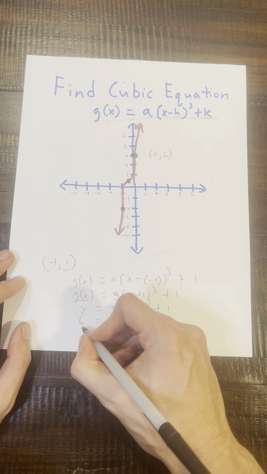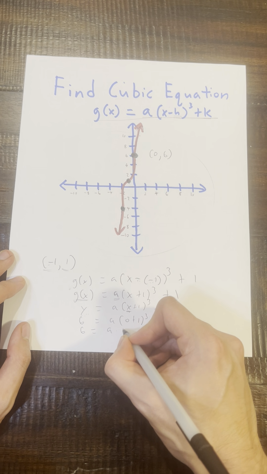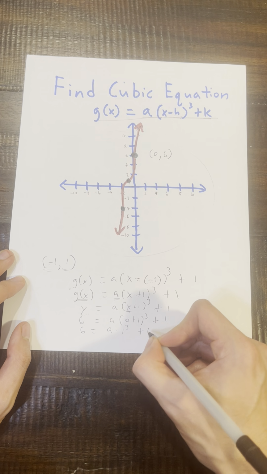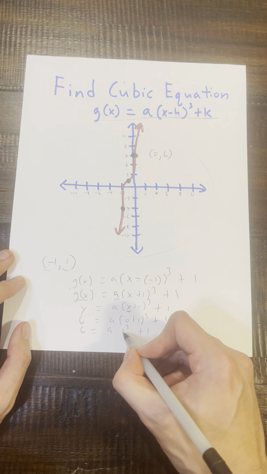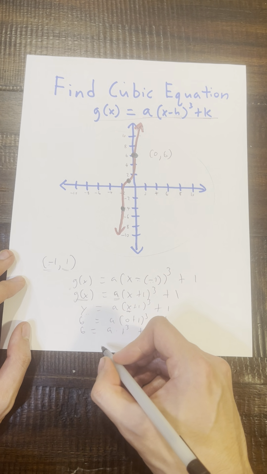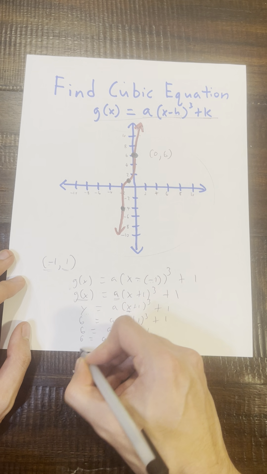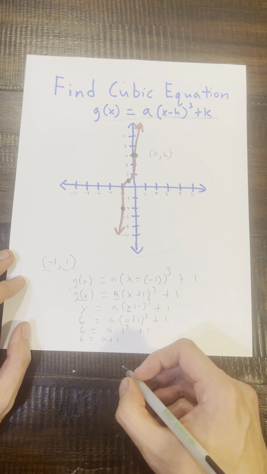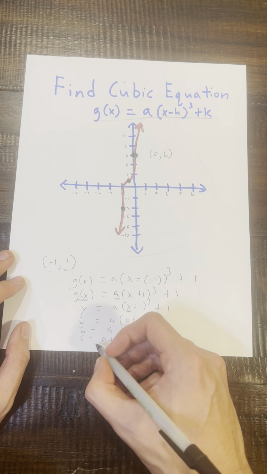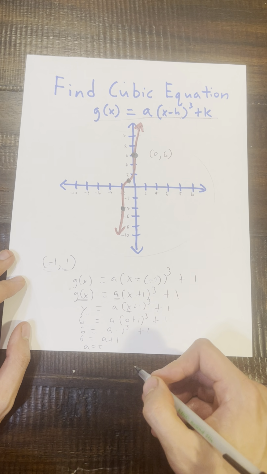And then this simplifies to 6 is equal to a times 1 cubed. 1 cubed is just 1 times 1 times 1, so this is just 1. So a times 1 is just a. So 6 is a plus 1. That means if I subtract 1 from both sides, what do I get for a? I get a is equal to 5.